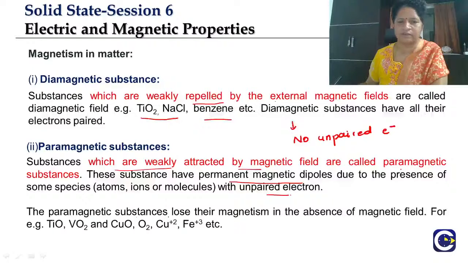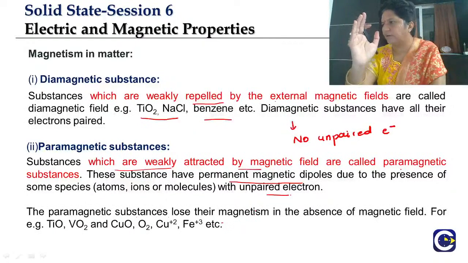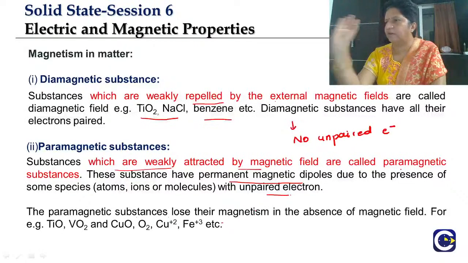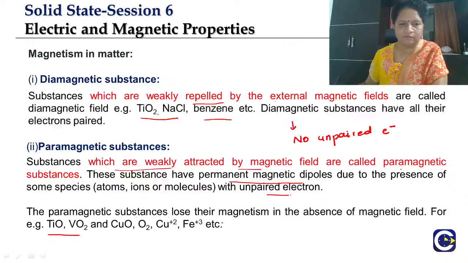The paramagnetic substances lose their magnetic nature once you take the external magnet away. If a substance still retains its magnetic property even after the external magnet is removed, then we call it a ferromagnetic substance. Examples you will have to learn from the textbook.